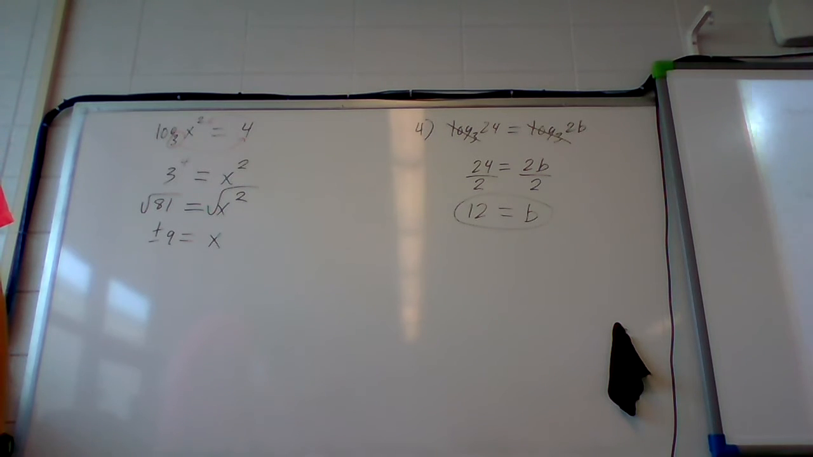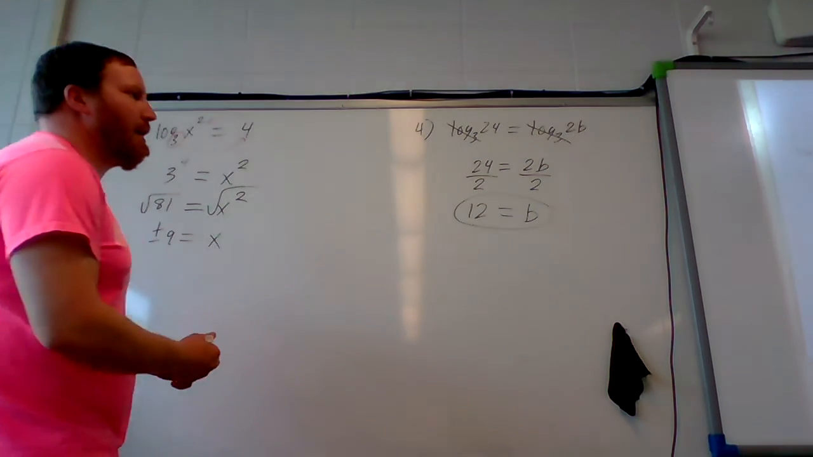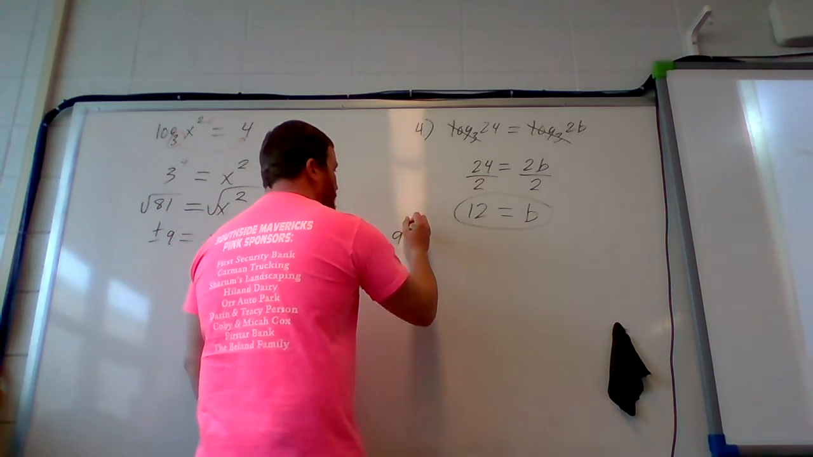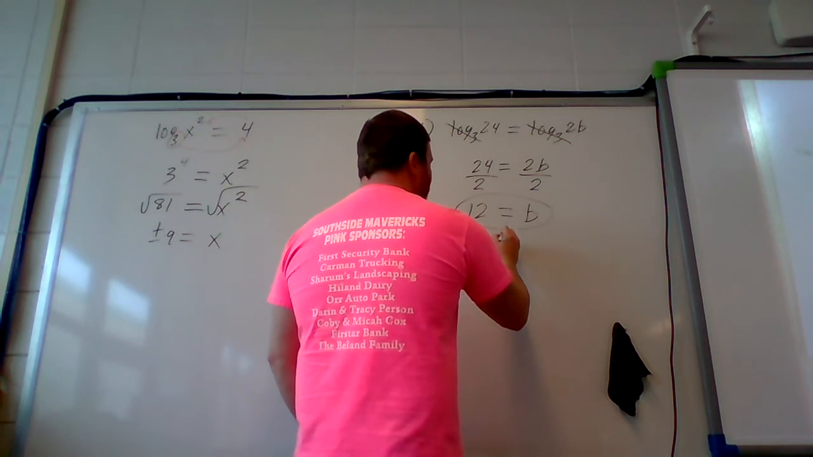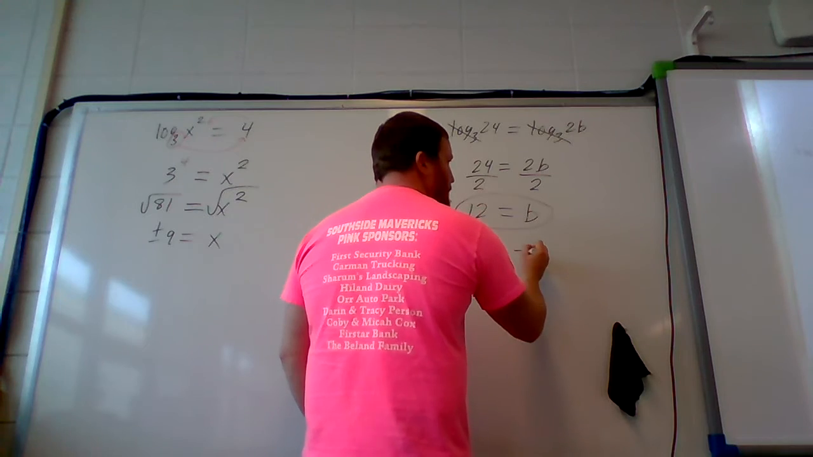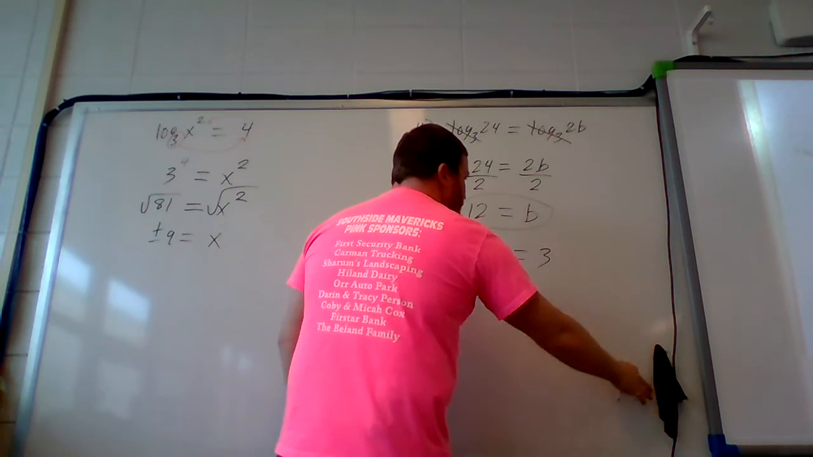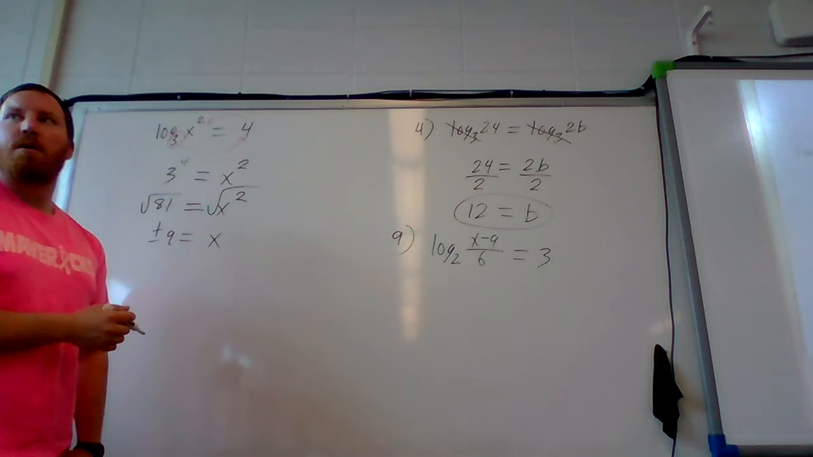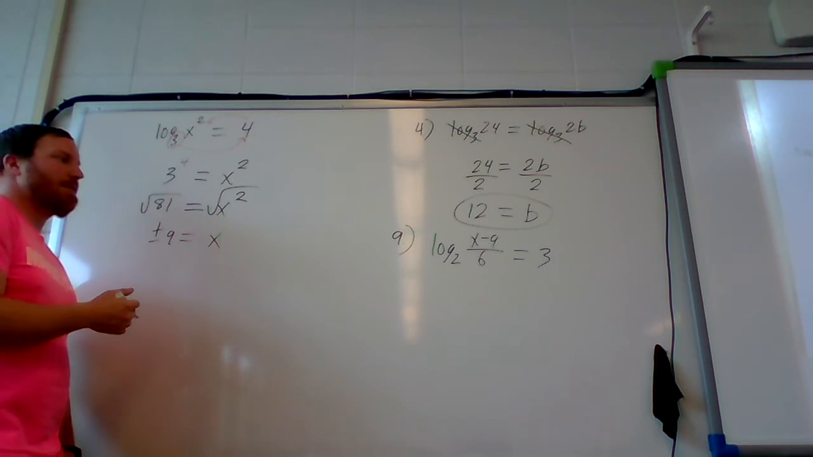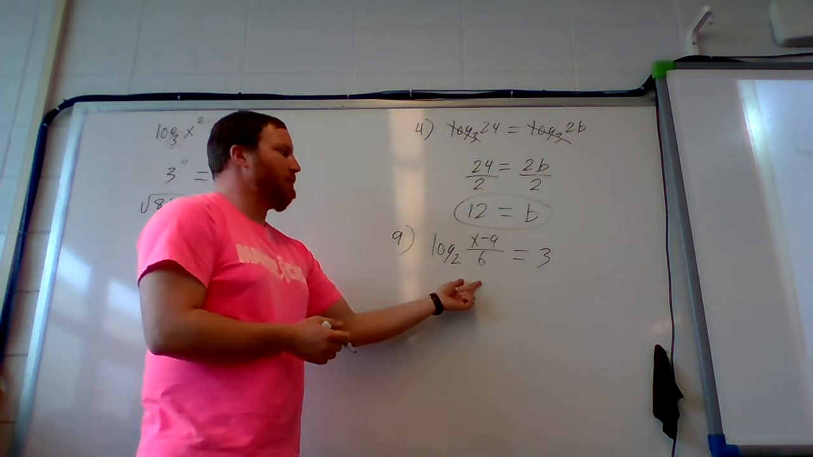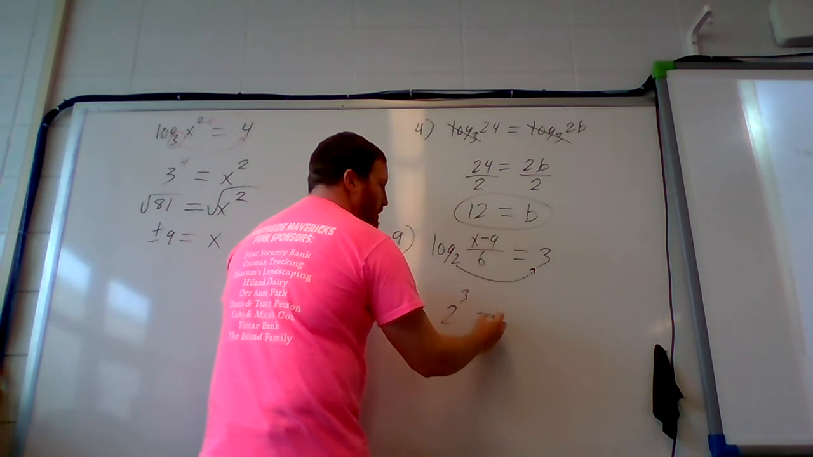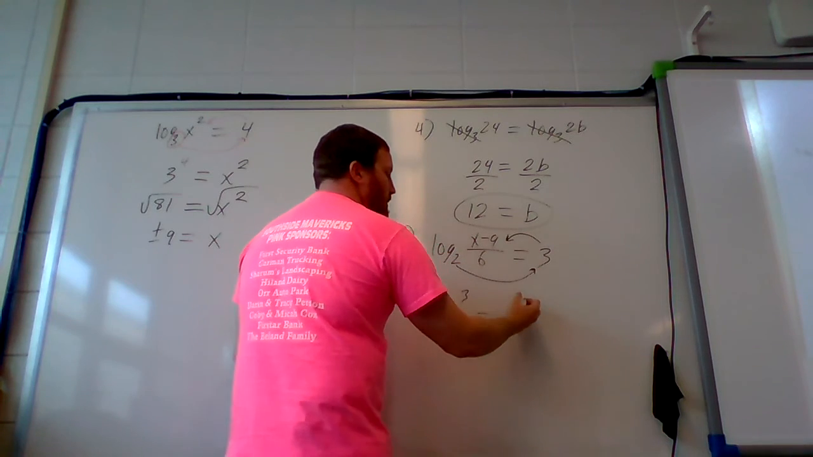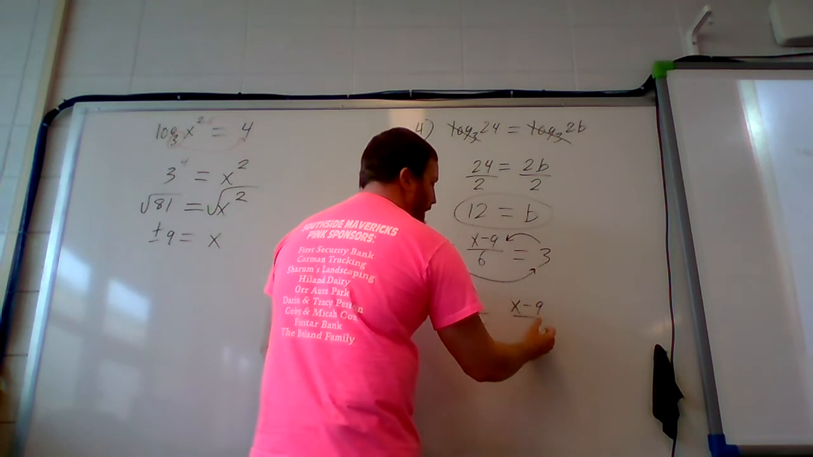Okay. Let's do some where we have to rewrite. Let's look at number 9. We got log base 2 of (x minus 9) over 6 equals 3. So again, let's rewrite this as an exponent. So we got 2, raised to the third power, equals x minus 9 over 6.